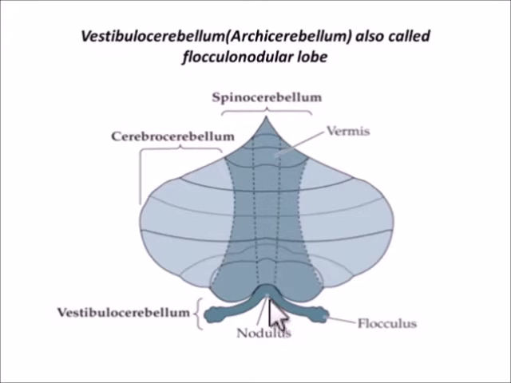The nodulus area you can see is in alignment with the vermis, and we know that vermis contains the fastigial nucleus. Therefore, vestibulocerebellum is mainly associated with the fastigial nucleus. Any tract that is received by vestibulocerebellum or any tract that goes out of vestibulocerebellum is basically coming or going with connection to the fastigial nucleus.